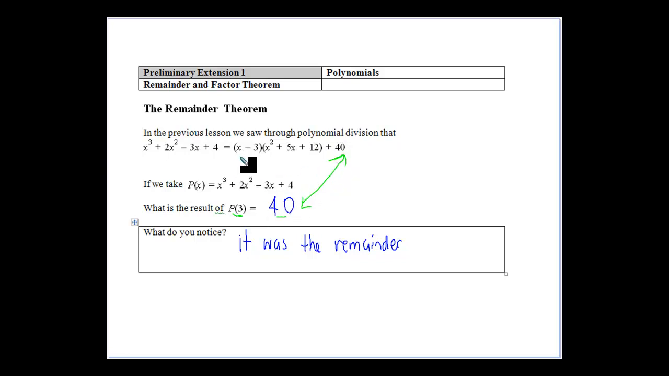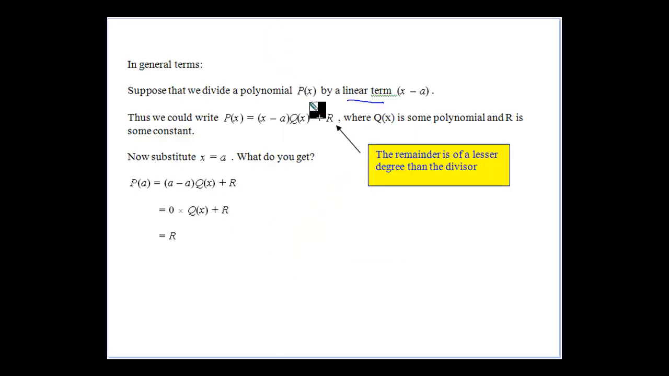Well, if we substitute 3 in here, we get 3 minus 3, which is 0. So those parts would be 0 times something. We don't really care what, because that part is 0, leaving us just the 40. So substituting 3 in there equals 40, which is the remainder. This is where the remainder theorem comes from.